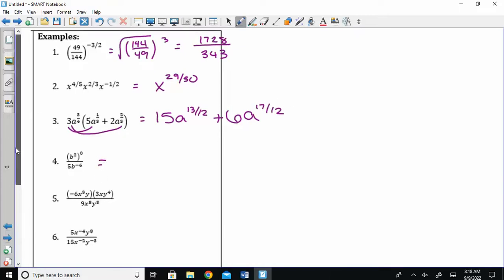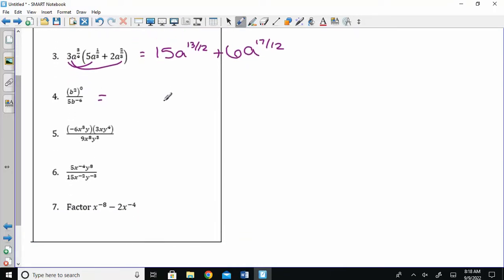Number 4, on the top, I have the whole thing to the 0 power. Anything to the 0 power is 1. On the bottom, I have a 5. But what happens to this b to the negative 6? Goes up. So it's just 1b to the 6th or b to the 6th on the top.